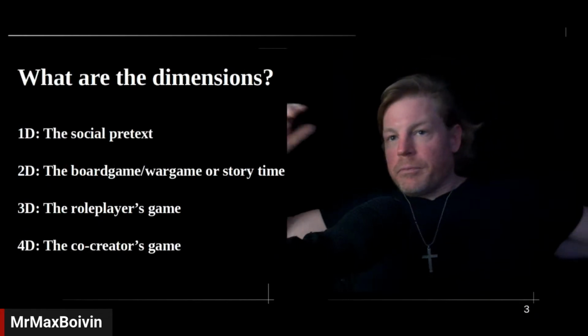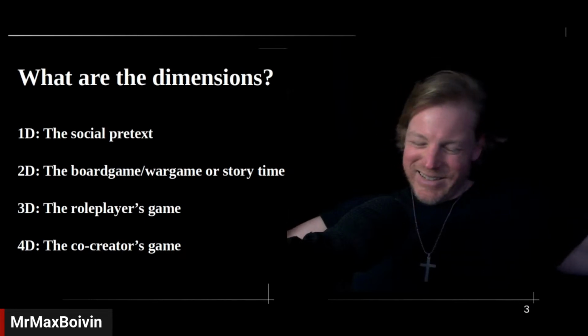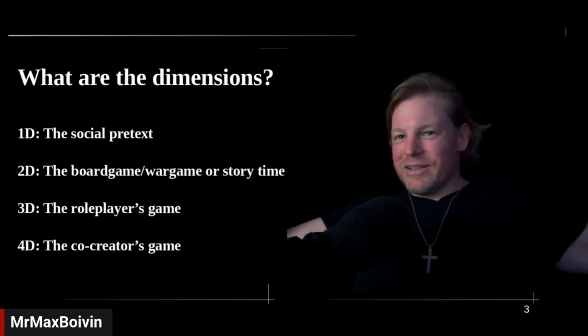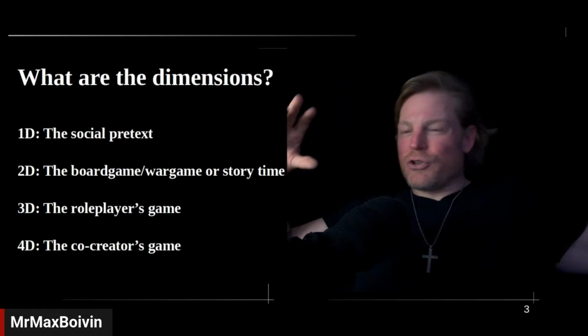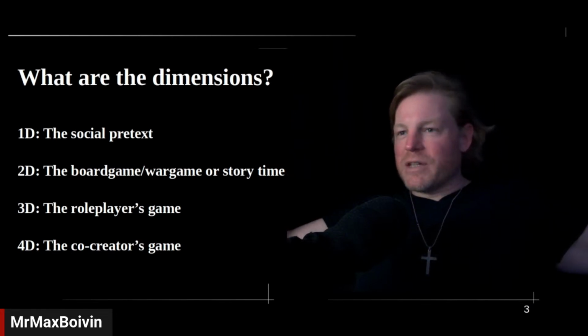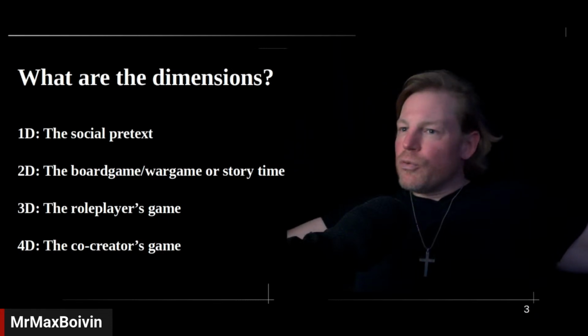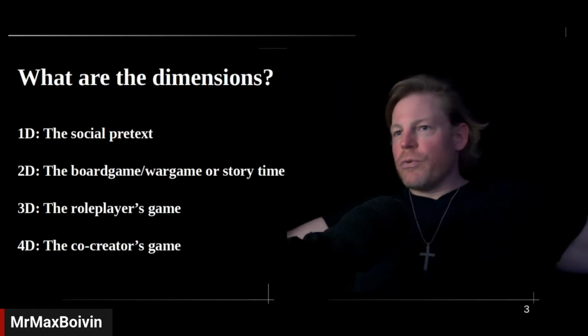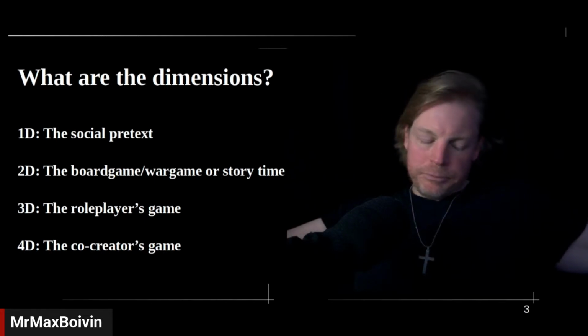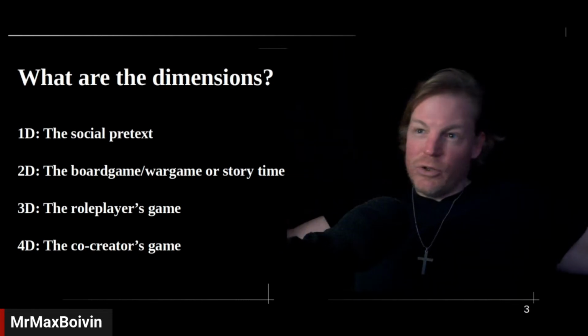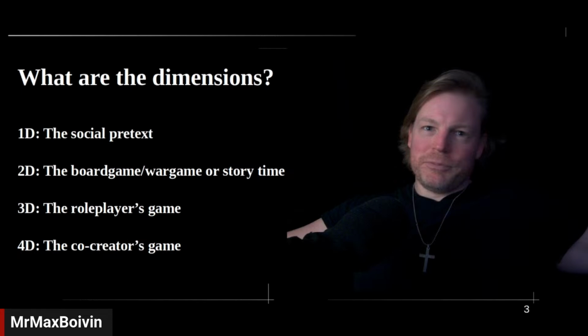So those dimensions, there's 4 of them, obviously. The first one, 1D, is what I call the social pretext. You use the game, the game is an excuse to get together. The 2D games come in two varieties: the board game, war game, or story time. The 3D is the role-players game, and the 4D is the co-creator game. And I'm going to go through every one of them one by one. So that's why I'm not expanding too much here, because I know what's coming in the slides. You don't, but I do. So let's go to the next slide.